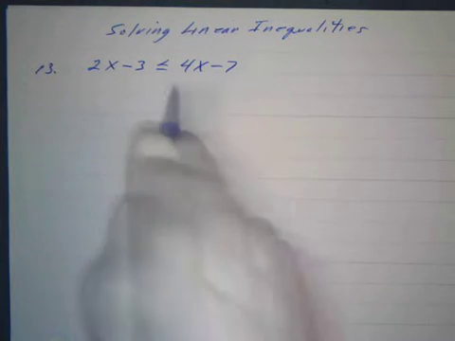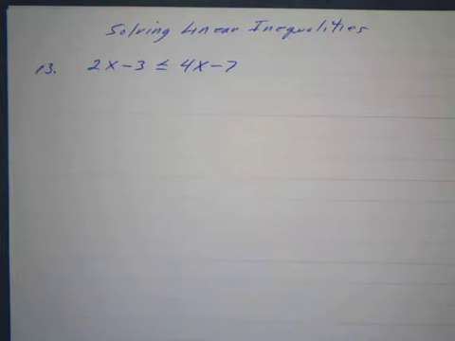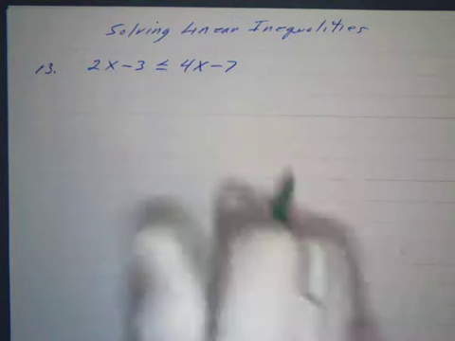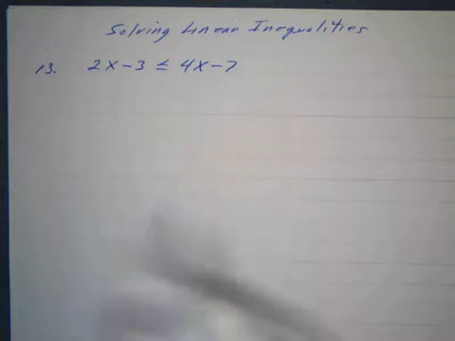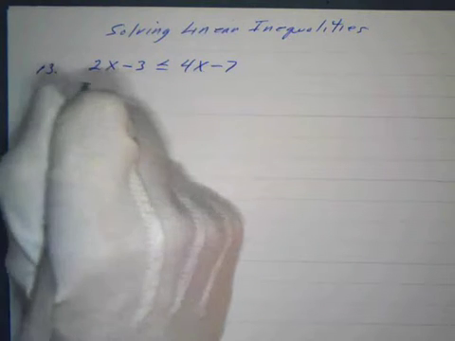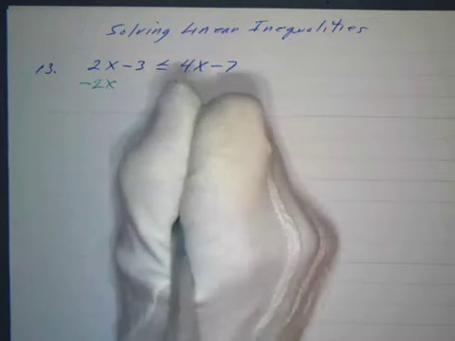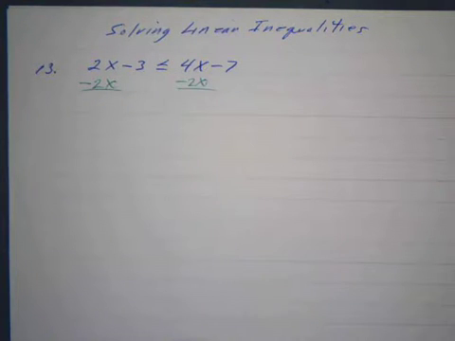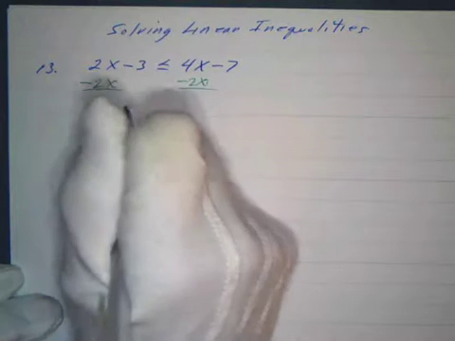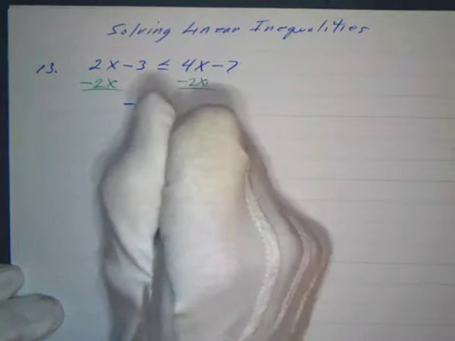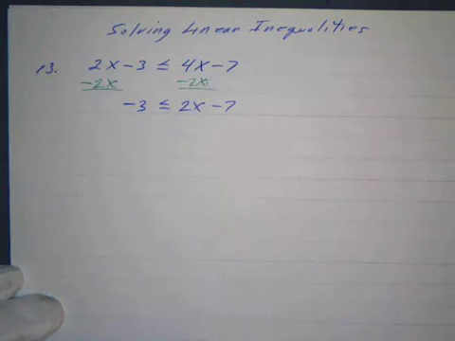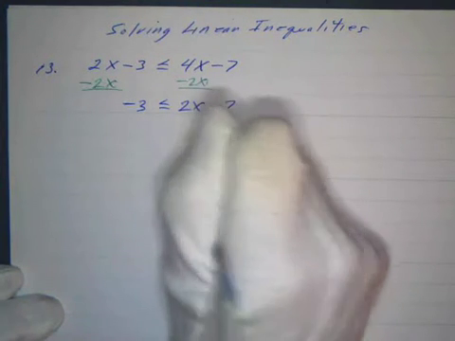If this was an equation, we've got variables on both sides. We try to get the variables on the same side. So first of all, I'll try to get them where they're positive. This is a situation where you really want to keep them positive so you don't have to divide by a negative and reverse the direction of the inequality. So I'll just subtract 2x from both sides. Very similar to what we did with equations. And then on the left, 2x minus 2x is 0, so I've got negative 3 less than or equal to 2x minus 7, then I'll add 7 to both sides.